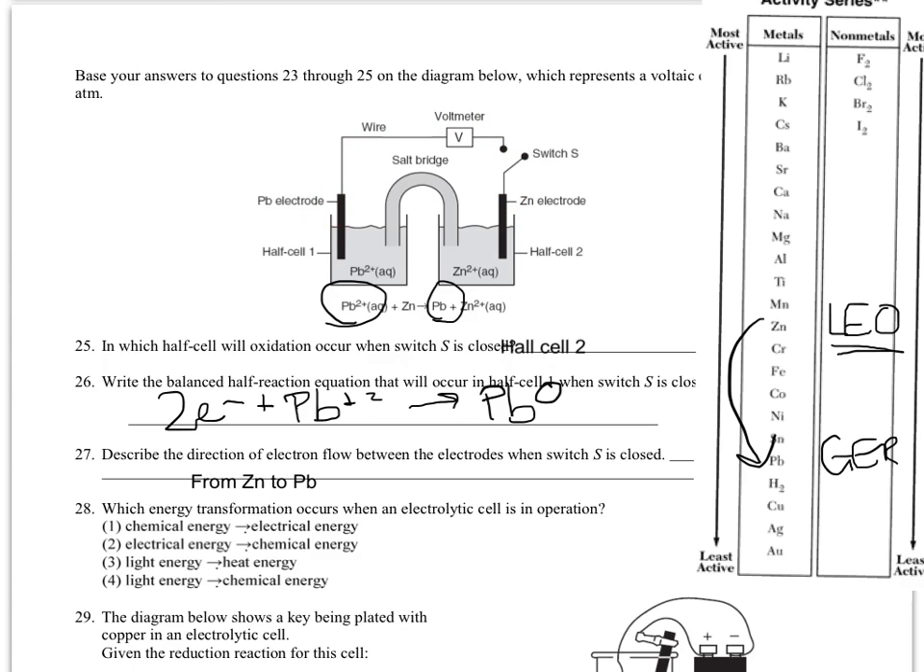The next question is a simple definition question, and it asks us what type of energy transformation happens in an electrolytic cell. Recall that electrolytic cells require batteries, so they're non-spontaneous chemical reactions. So that means that we change electrical energy into chemical energy. The battery provides the electrical energy that forces the chemical reaction to occur.